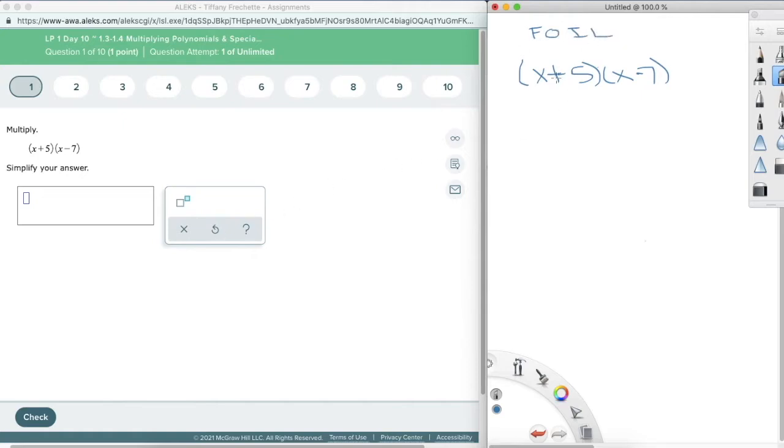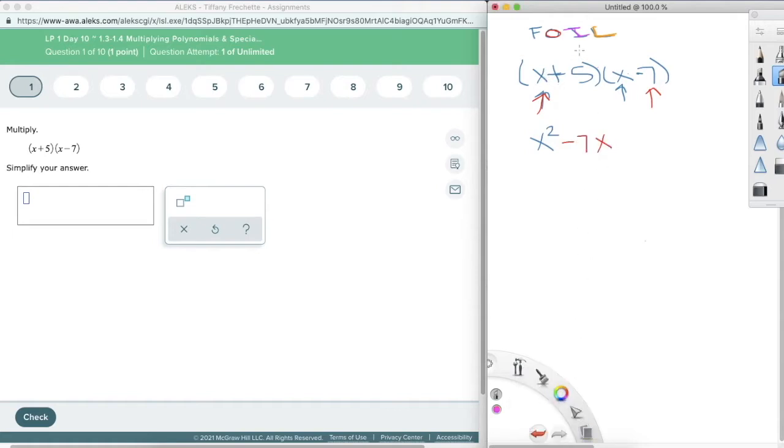So first, and I'm actually going to color code this a little bit. Let's go with pink for the third one, and we'll go with kind of an orange for that last one there. First refers to literally the first pieces in each of the sets of parentheses. So we say x times x and we get x squared. Outside refers to literally the farthest to the outside that you can get. So that would be the x and the -7. So we have x times -7, and that would get us -7x.